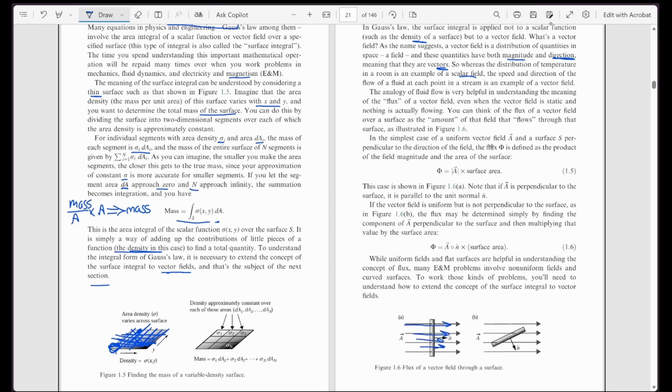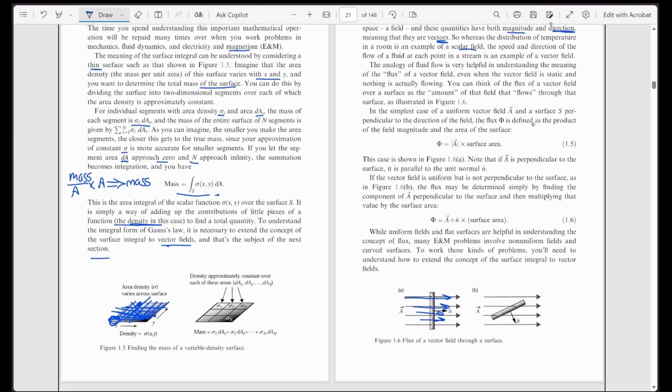In the simplest case of a uniform field and a surface S perpendicular to the direction of the field, the flux is defined as the product of the field magnitude and the area of the surface. So for a specific area, to be able to find how much flux is passing, we'll multiply the magnitude of that times the total area to find the total flux. This case is shown in figure 1.6a. So they were just perpendicular to each other.